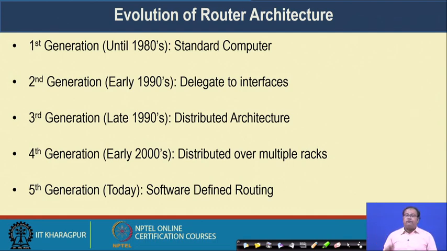The third generation of routers, which came in the late 1990s, had a distributed router architecture. Then we have the fourth generation of routers, which came in the early 2000s. It is distributed over multiple racks. The concept of a rack is that you have, say, 32 interfaces, and now say you require 128 different interfaces. So you take 4 such routers, put them into different racks, and have an interconnected router.